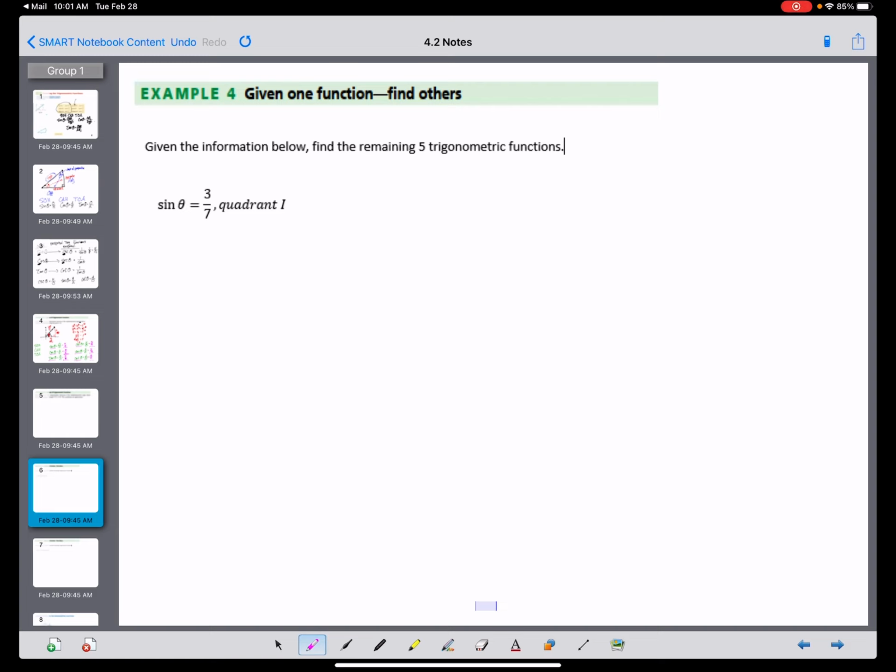But all right, given the information below, find the 5 remaining trig functions. So here, it says the sine of some angle is 3/7, so 3/7. And it tells us it's in quadrant 1. All right, so we kind of got to take this into account, right? Hopefully you know by now that this is quadrant 1, quadrant 2, quadrant 3, quadrant 4, right? So all we need is quadrant 1, so I don't need all this stuff. I just need to focus on quadrant 1.